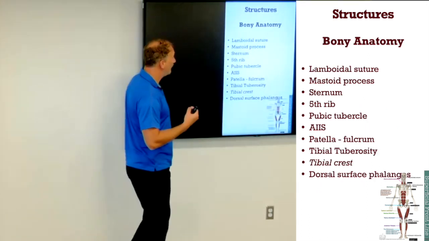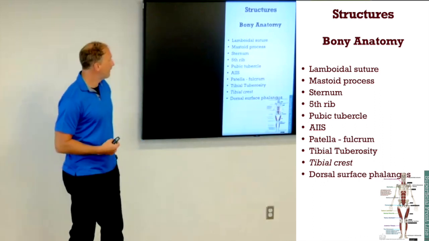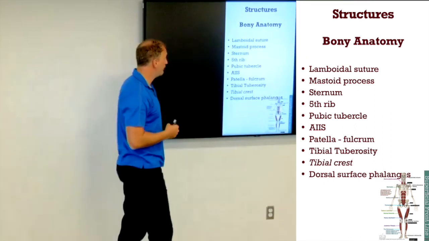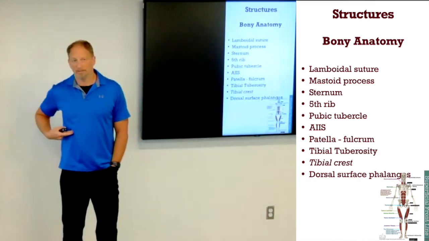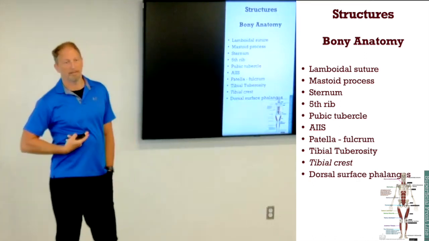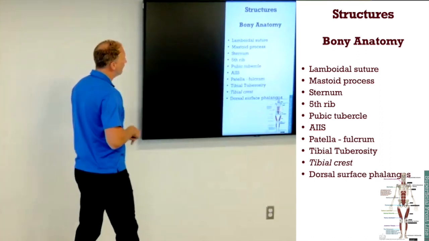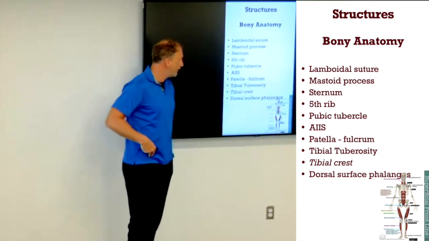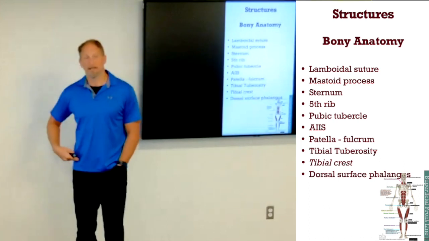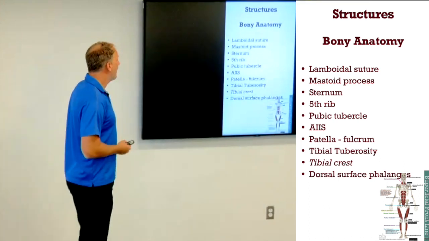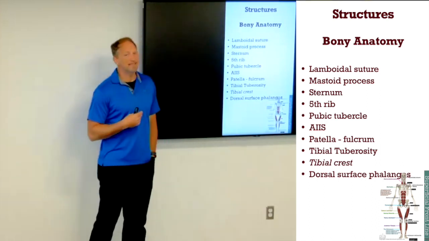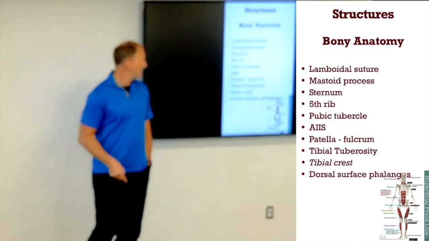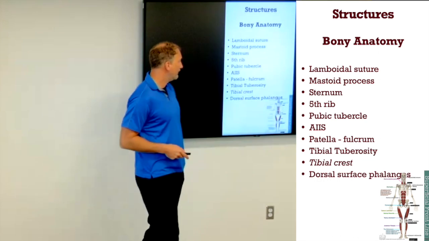From a bony standpoint, I don't know why this time I started up at the head, but we have the lambdoidal suture, the mastoid process down into the sternum. Fifth rib, why just the fifth rib? Because that's where we see the rectus abdominis come into play. Pubic tubercle, the anterior inferior iliac spine, so the AIIS. The patella, which acts as a fulcrum, the tibial tuberosity, the entire crest of the tibia down into the dorsal surface of the phalanges.